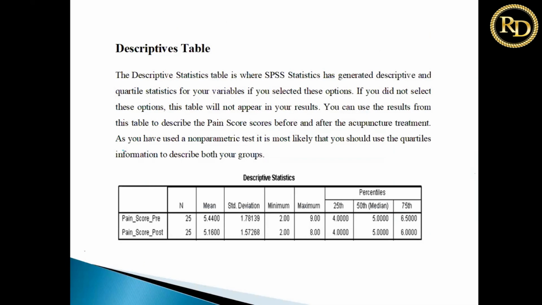So this is descriptive. Here we have taken, say, 25 cancer patients. So these are the scores, the levels of pain before, say, chemotherapy and after chemotherapy. So these are their scores: percentile, decile, minimum, maximum, standard deviation, and mean.